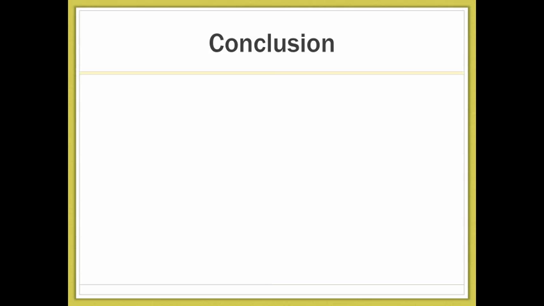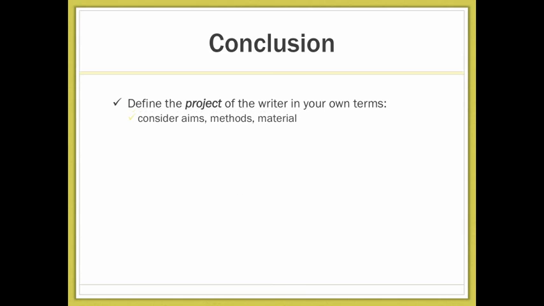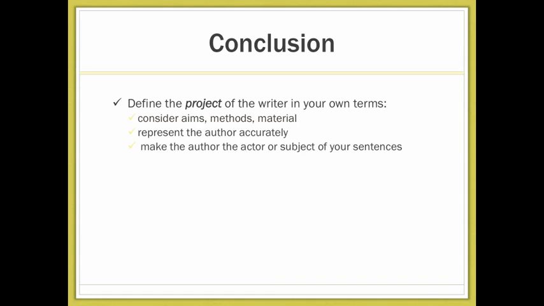So by way of conclusion, this review of Joseph Harris's first chapter of Rewriting has, of course, been its own kind of summary, its own kind of rewriting. My aim here has been to represent Harris's text to help your understanding of his ideas and how they might be applied to your summary. Quick review then, Harris's major points are to define the project of the writer in your own terms, and for that he suggests that we consider the aims, methods, and materials, that we represent the author accurately, and that we make the author the actor or subject of our sentences in the composition of your summary.